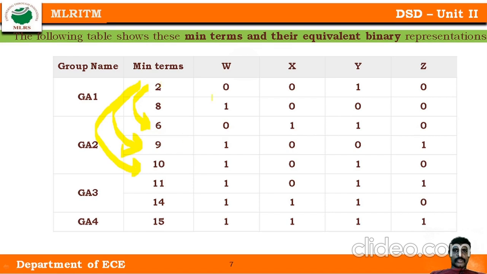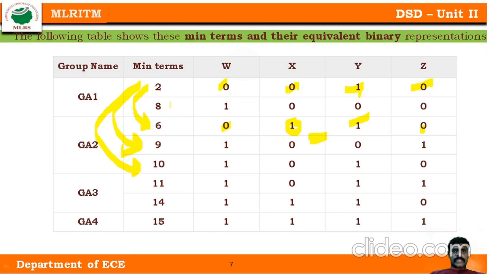So when I'm comparing 2 and 6, what is the value? 0, 1, 0, okay, same value. Here it is different. 1, 1 is the same value and 0, 0 is the same value. So whenever I'm comparing a group with a successive group, if the same value is there, the value will be written as it is. In case of any difference, that has to be marked with a dash symbol.